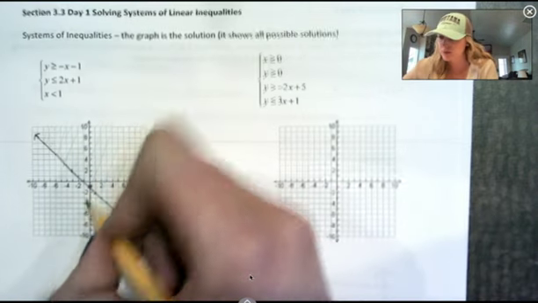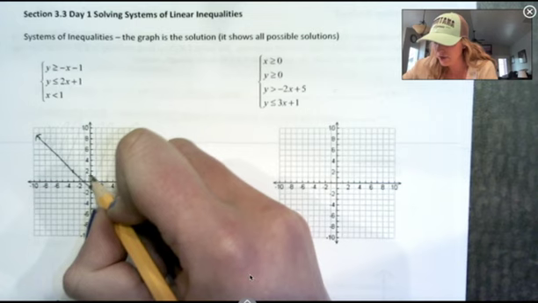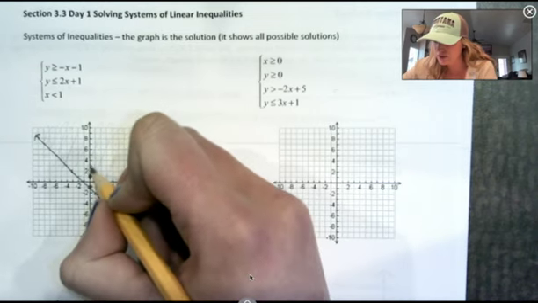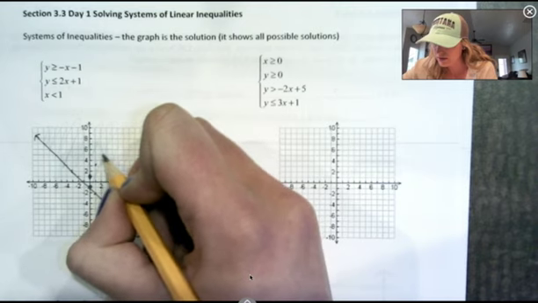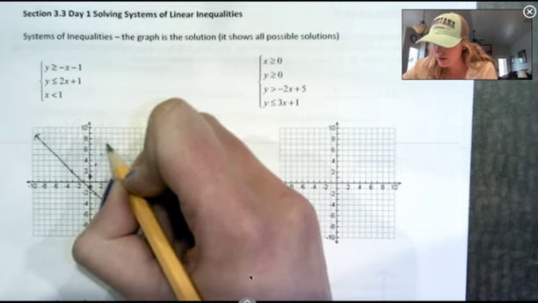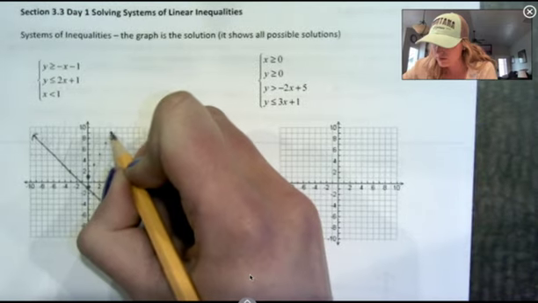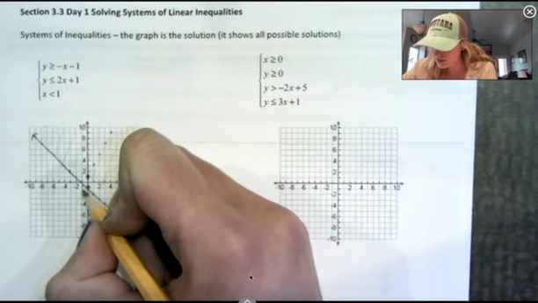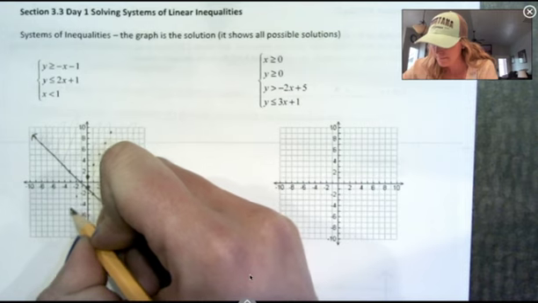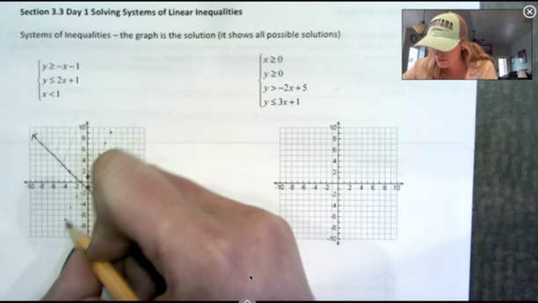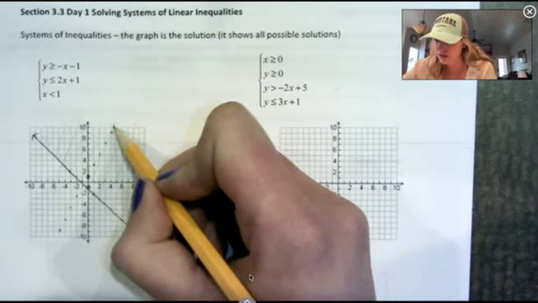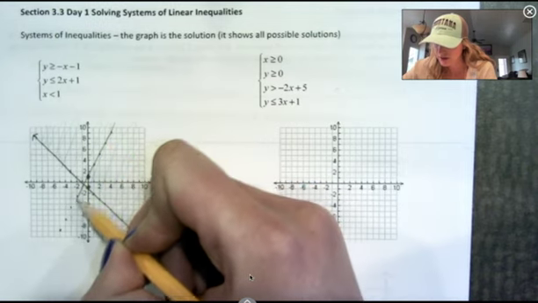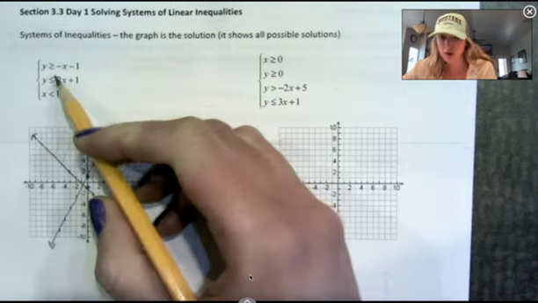So I have y equals 2x plus 1. So here's my y-intercept, and then I'm going to go up 1, 2, and over 1, and I'm keeping that pattern going. Over 1, up 2, and over 1, and then down to left 1. Okay, so again, this one is a solid line, and this one would be shaded below since it's less than.